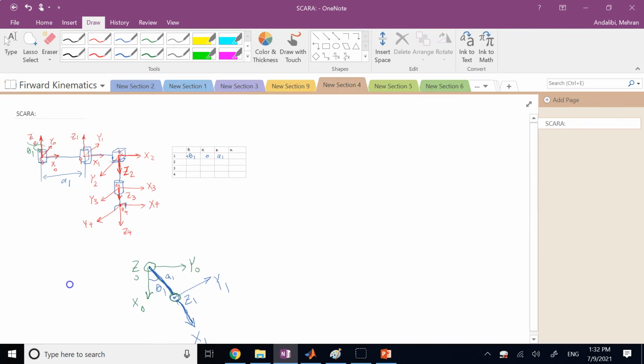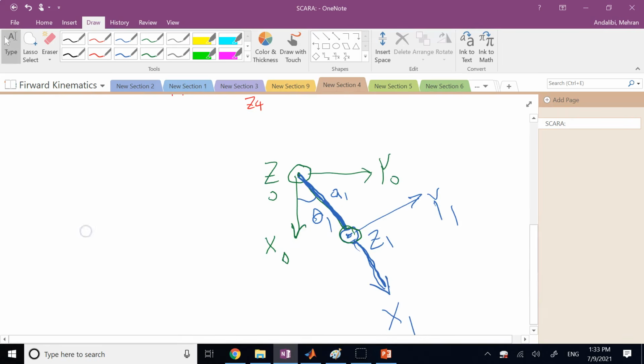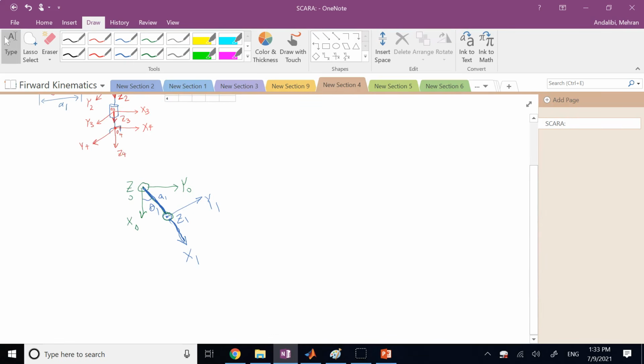Okay, now that I got A1, do I need to spin about the new X to align the old Z and the new Z? No, they are already aligned, so there is no twisting required. That's it. Right? Now let's go from frame 1 to frame 2 and form the second row. Again, we go according to the order. And I can draw this again a little bit nicely for you.